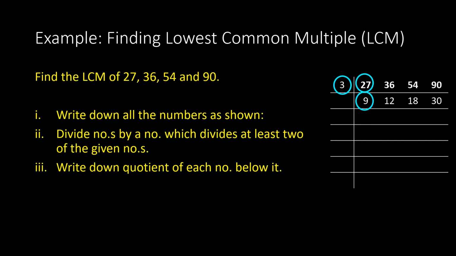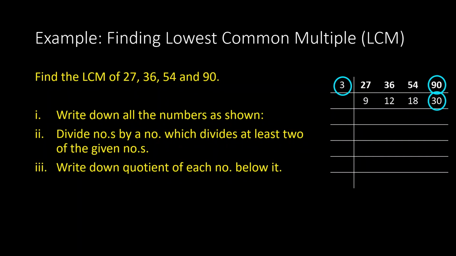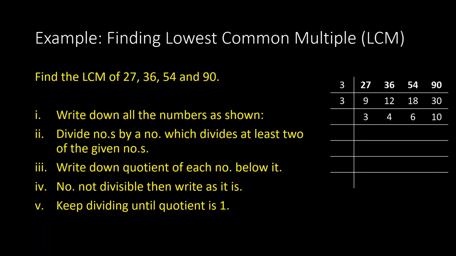27 divided by 3 is 9. 36 divided by 3 is 12. 54 divided by 3 is 18. And 90 divided by 3 is 30. If the number is not divisible, then write it as it is, and keep dividing until the quotient is 1. Write down the quotient of each number below it.